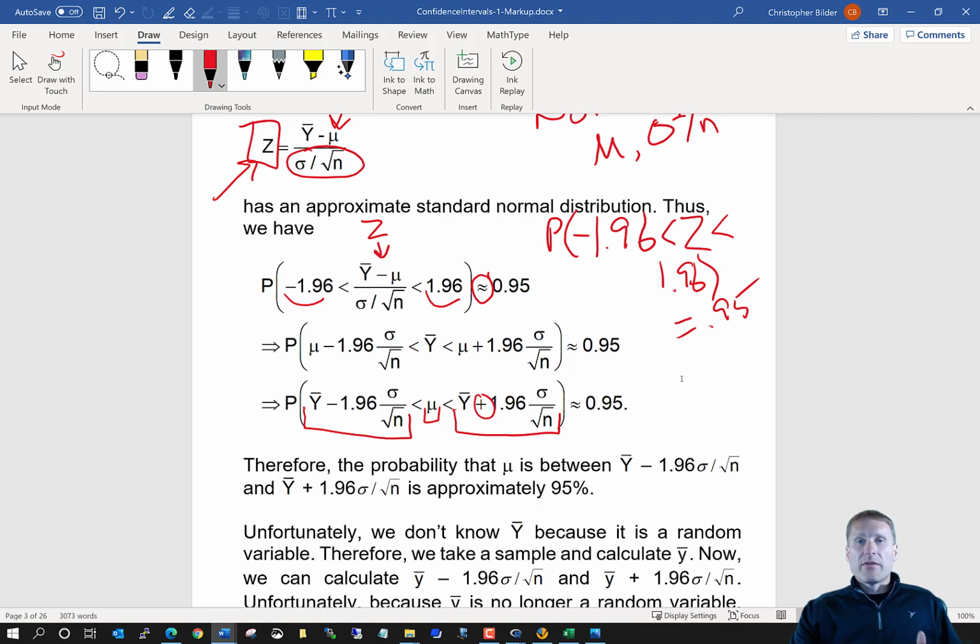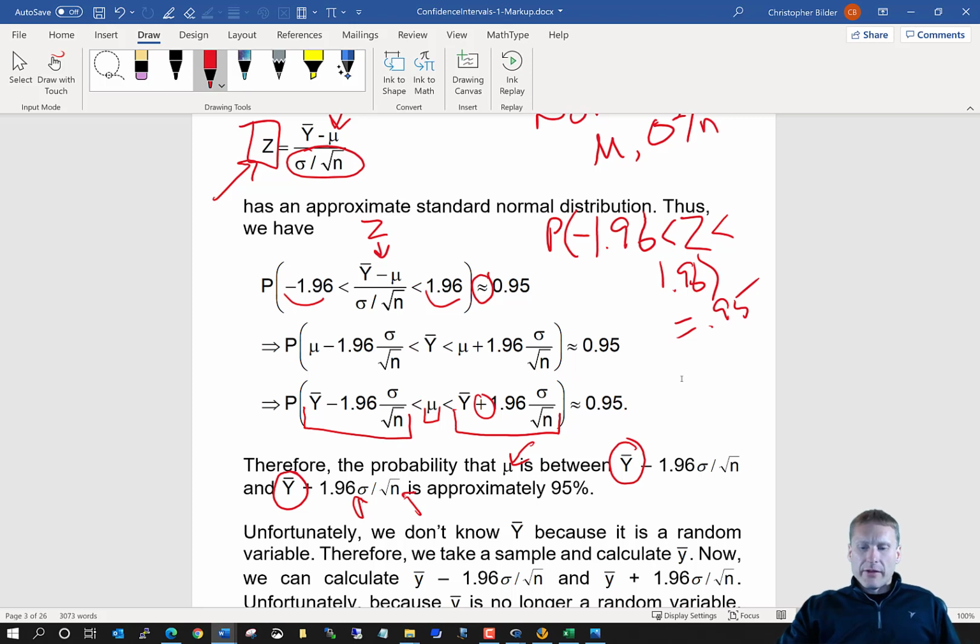Now, it's very, very important for you to realize that the reason why I can make a probability statement here is because I'm working with a random variable, y bar. Sigma is not a random variable, it is a population constant. Mu is not a random variable, it is a population constant. And then I choose what I want my sample size to be. So again, the reason why I have that probability statement there is I have the y bar. Y bar is a random variable.